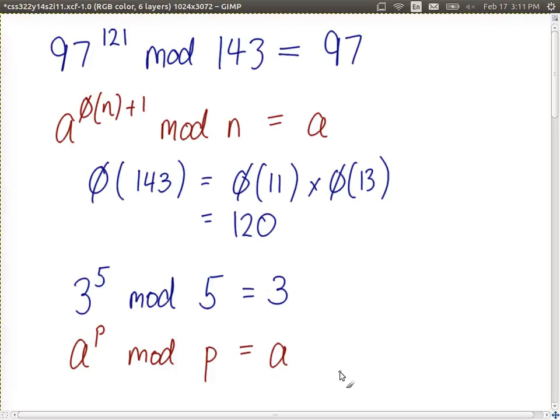Remember when we mod by 5, the numbers that we deal with are 0 up to 4. If we had 5 to the power of 5, 5 is equivalent to 0 in mod 5. So if you had 3 to the power of 3 mod 3, that base is equivalent to 0. Mod 3, we really deal with the integers from 0 up to 2. So it still holds in that case.